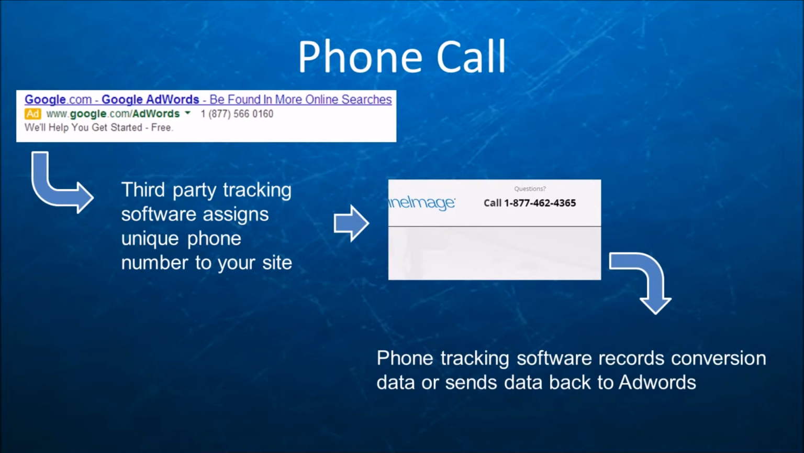Now, you can also track phone calls. Again, a client is going to click on your ad. A third-party software is going to catch that click, and it's going to put on your website a unique phone number for that source. Then the phone tracking software is going to record the conversion data and send that data back to AdWords so that we know which keywords we're really tracking and doing well.